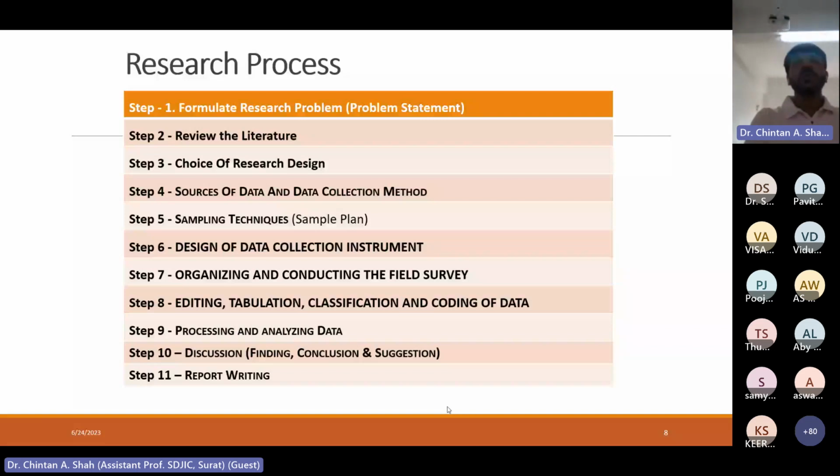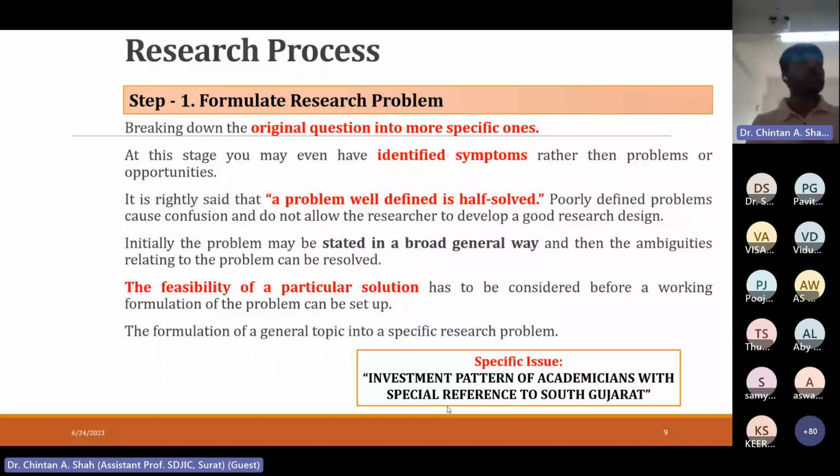Now focus on the words which I have highlighted in red color. You should focus on that. Formulation of research problem: turn the original question into more specific questions. You have to break down the original question. A question can be anything.